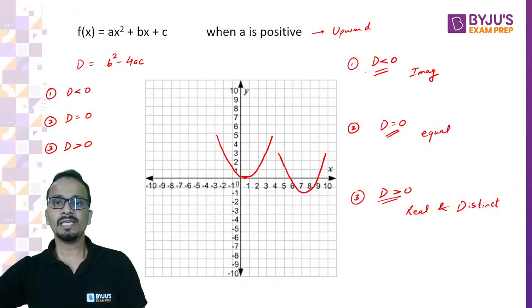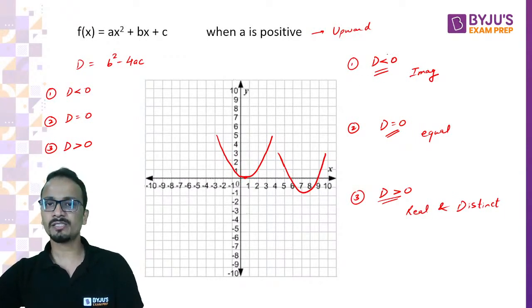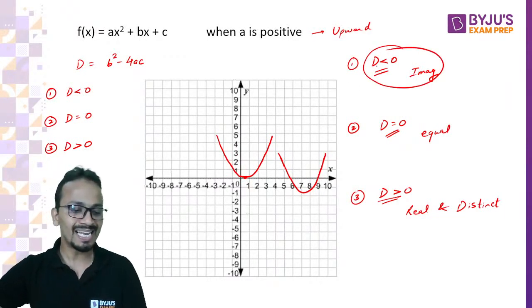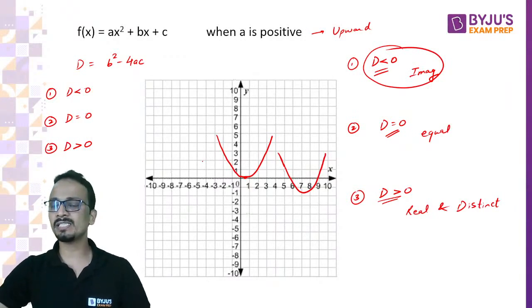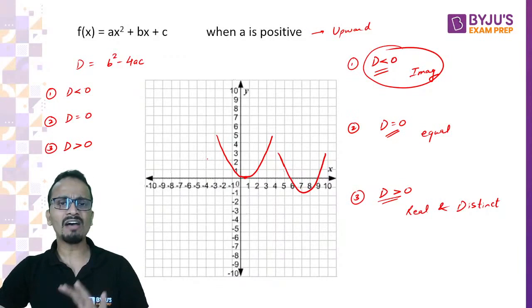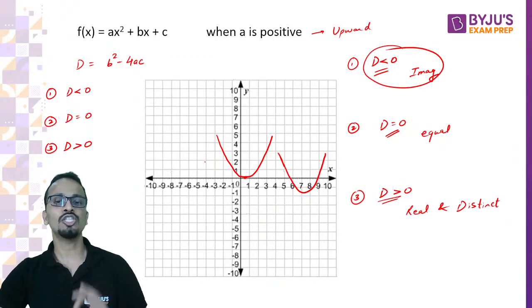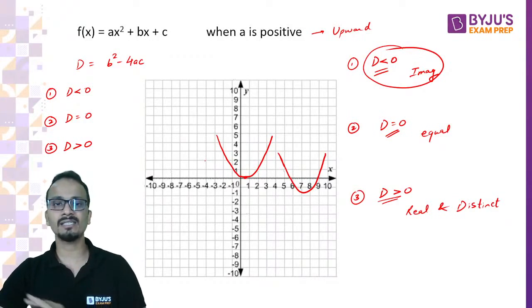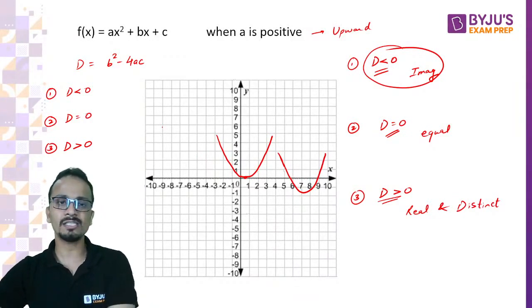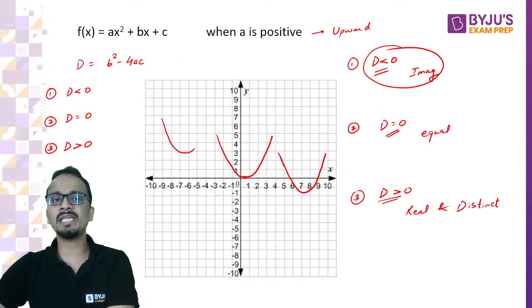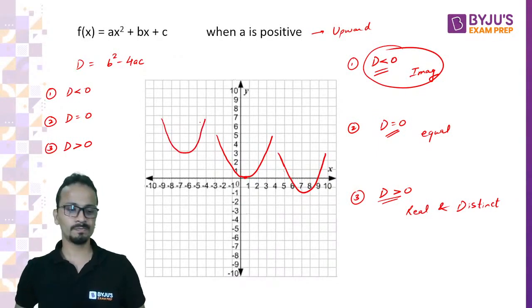Now in the last case, when the discriminant is less than 0, the expression will not have any real roots. That means it will not intersect or touch the x-axis at any point. So it will neither intersect nor touch the x-axis. The graph will be completely above the x-axis like this.